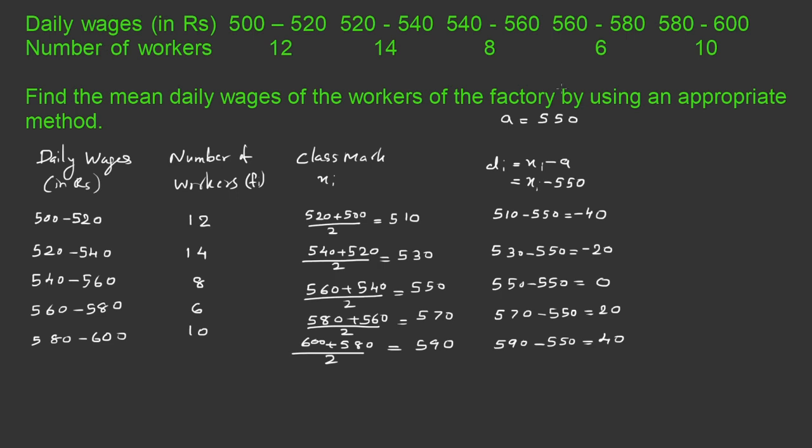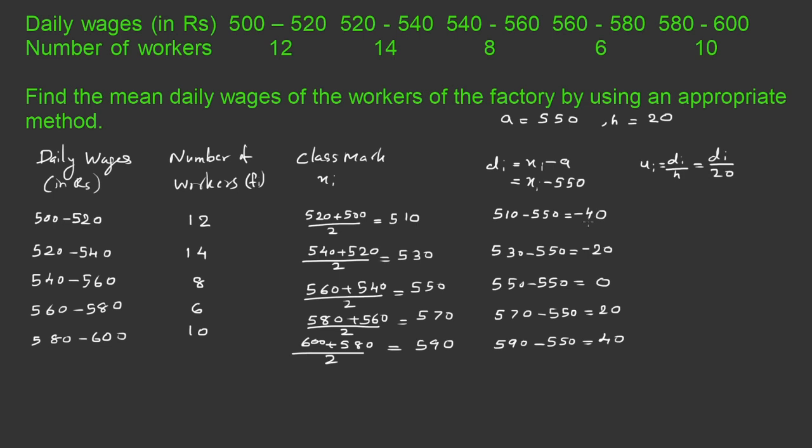In the step deviation method, I have to choose h, a suitable divisor. Here the class width is 20, that is 520 minus 500, and it is the same for all the classes. Therefore I can take h, the suitable divisor, as equal to the class width, that is equal to 20. Therefore I can write ui is equal to di by h, that is equal to di by 20.